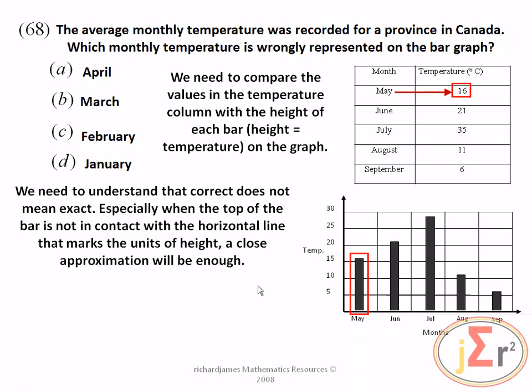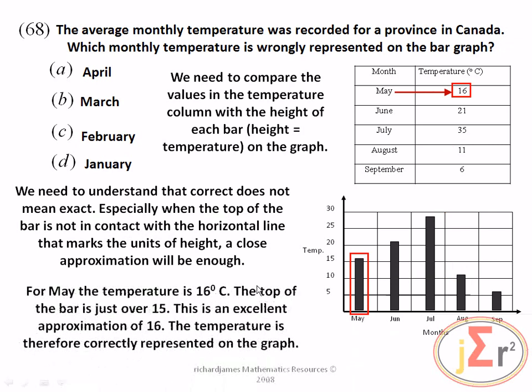So let us take a look at May. What happens in May? Notice that for May, we have the bar a little bit above the 15 mark. So the 15 degrees Celsius mark, the bar is a little bit above that. So a little bit above 15 may be depicted as 16. So that one is accurately depicted on the graph.